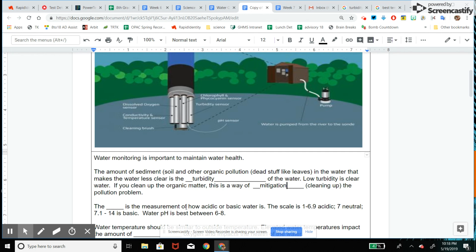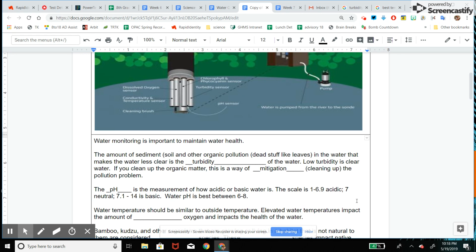So the measurement of whether water is acidic or basic is called pH. This is percent hydrogen, but pH. That's why we write it lowercase p, capital H. On the pH scale, 1 to 6.9 is acidic, 7 is neutral, and 7.1 to 14 is basic. Water pH is best if it's between 6 and 8 on that scale.